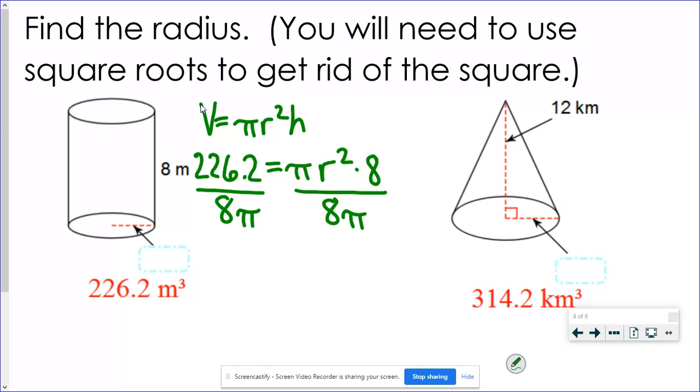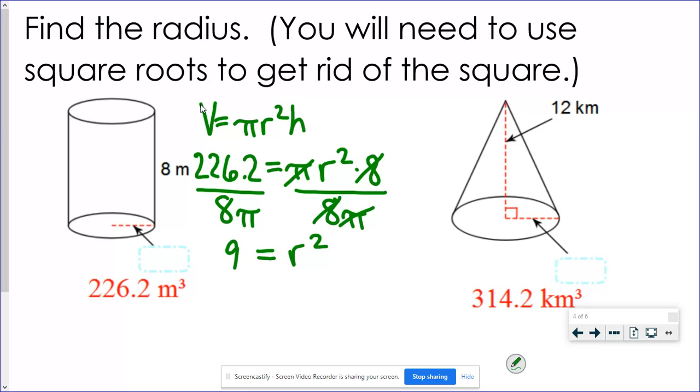But again, two steps on your calculator, right? 226.2 divided by 8, hit equals, and then divided by pi, hit equals. This is almost exactly 9.00021, very small. 9 is about what r squared is. Okay, before I even show you the work for this, can you think of a number that you could square, multiply by itself, and get 9? Well, I'm guessing that you know that answer is 3.